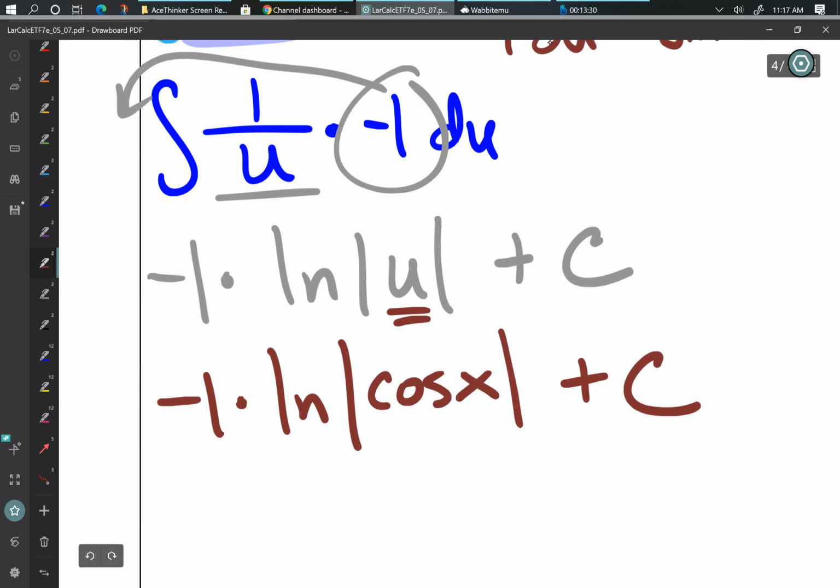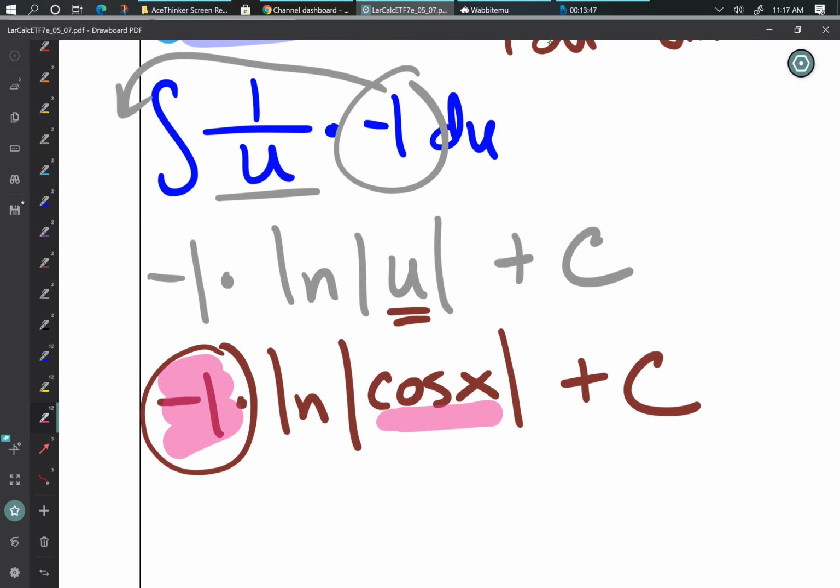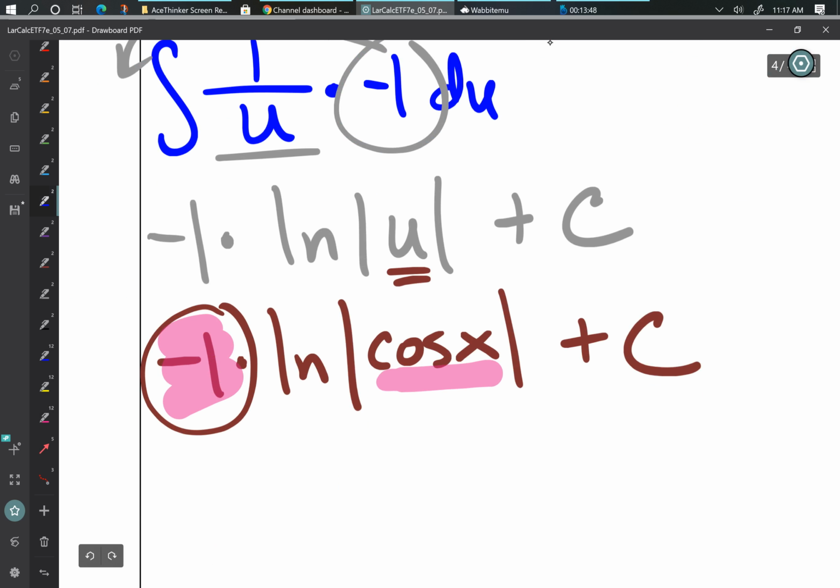plus c. Right? Now you will sometimes see people deal with this because remember, a coefficient out in front can be moved up and made into an exponent. And so you'll see sometimes people making use of that here. Right? And they will say, this is the natural log of the absolute value of 1 over cosine, but 1 over cosine is secant.